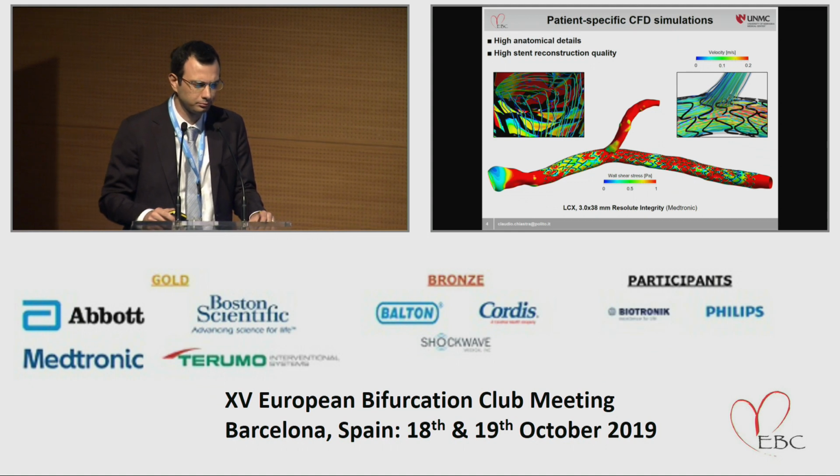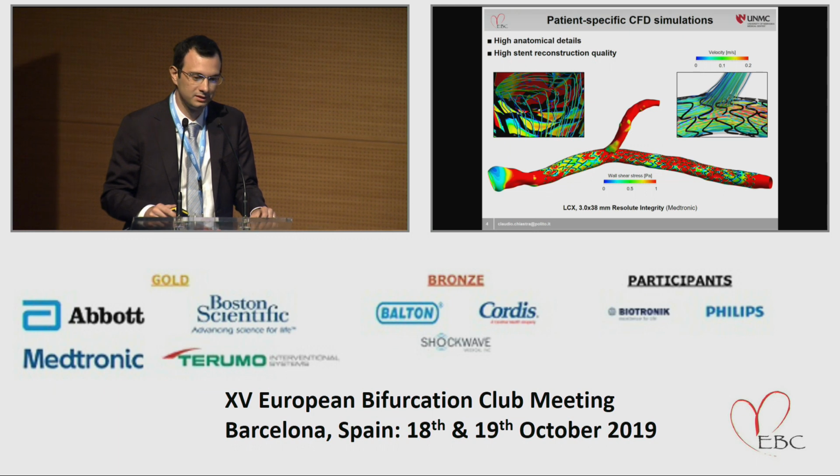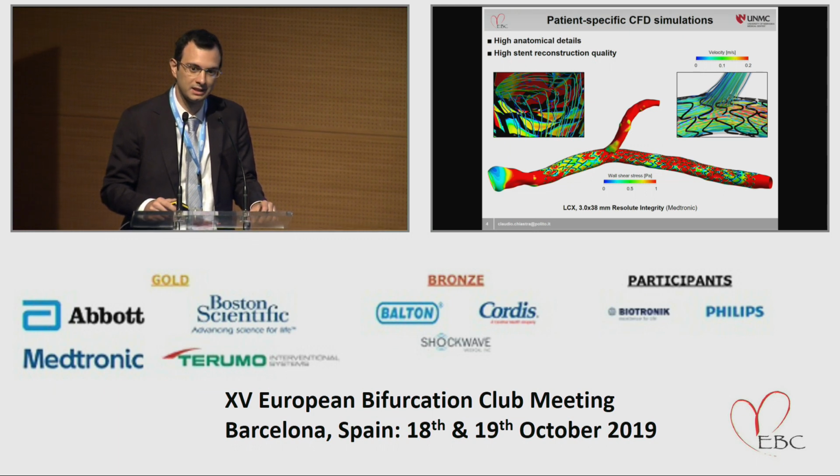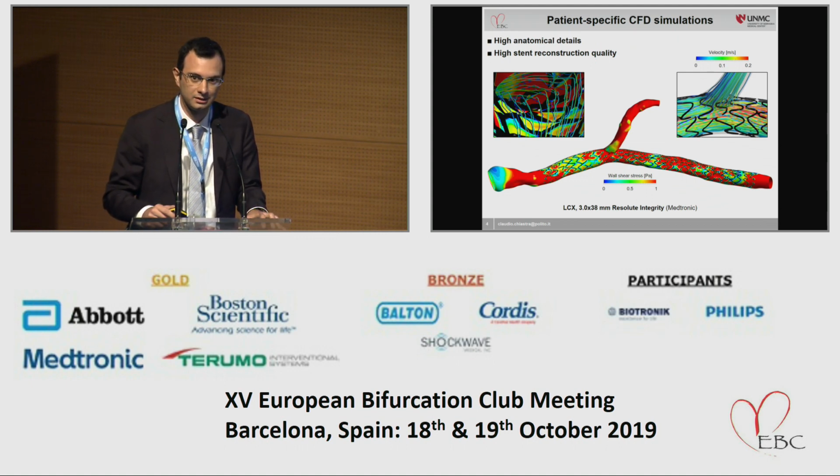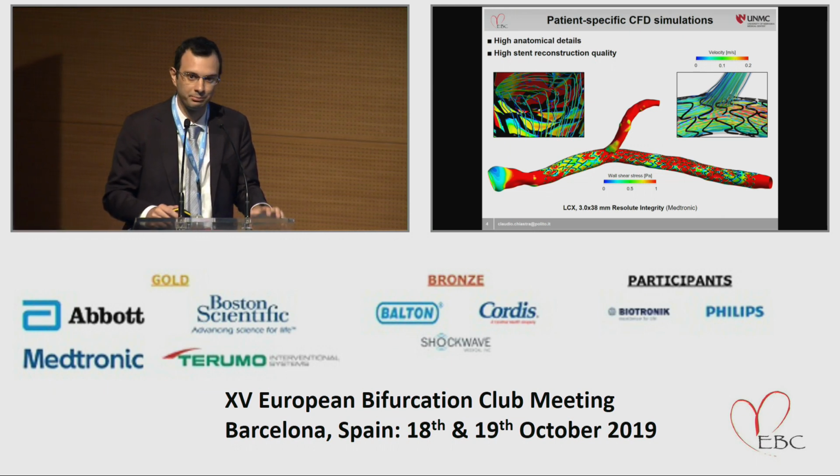And I hope, also in the closer future, the prediction of these adverse events. Here you can see a patient-specific CFD simulation. In particular, this is a circumflex artery treated with a very long stent. This is a 38 millimeter long Resolute Integrity. At the bottom, there is the contour map of the Gaussian stress. In the boxes, the velocity streamlines which are passing over the stent struts on the left and through the bifurcation on the right. And you can appreciate the very high anatomical details and the high stent reconstruction quality.